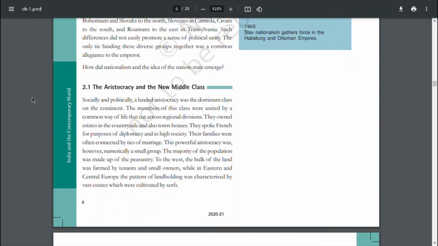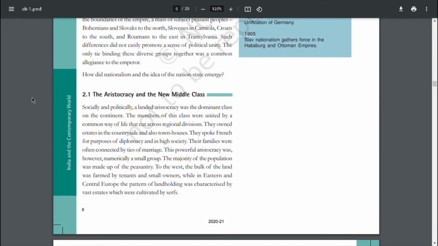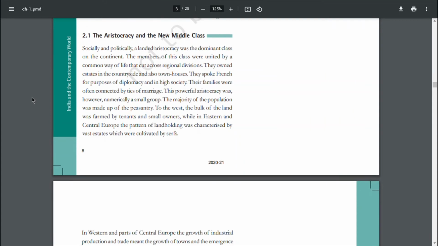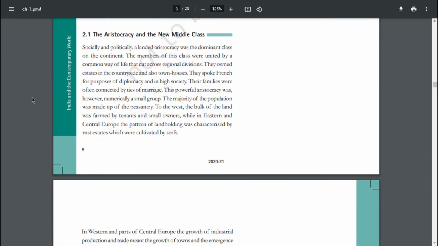The aristocracy and the new middle class. Socially and politically, a landed aristocracy was the dominant class on the continent. The members of this class were united by a common way of life that cut across regional divisions. They owned estates in the countryside and also townhouses. They spoke French for purposes of diplomacy and in high society. Their families were often connected by ties of marriage.